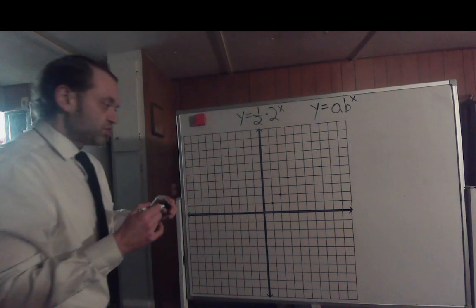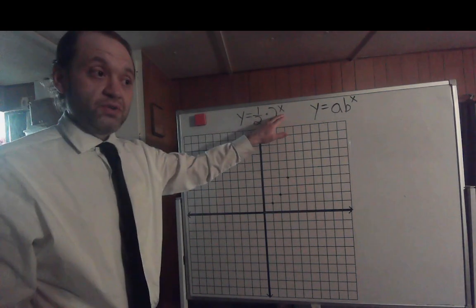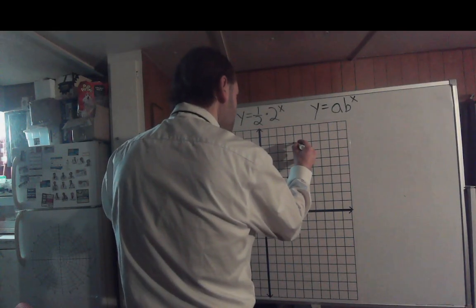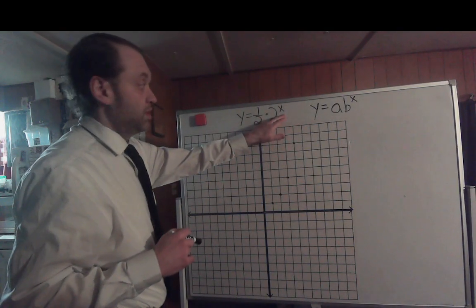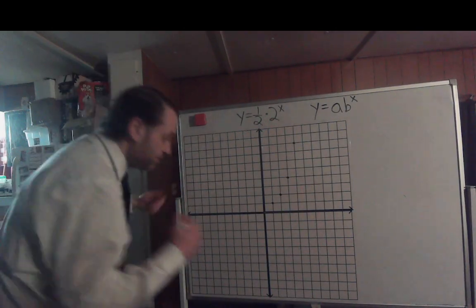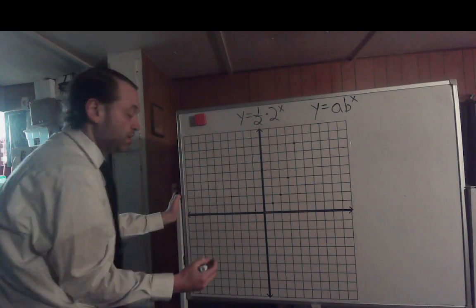Heck, for good measure, let's even do x to the 4th. What's 2 to the 4th? That's 16 times 1/2, which is 8. And then what about when x is negative 1? Well, 2 to the negative first is 1/2. 1/2 times 1/2 is actually 1/4. That'll put us all the way down here.